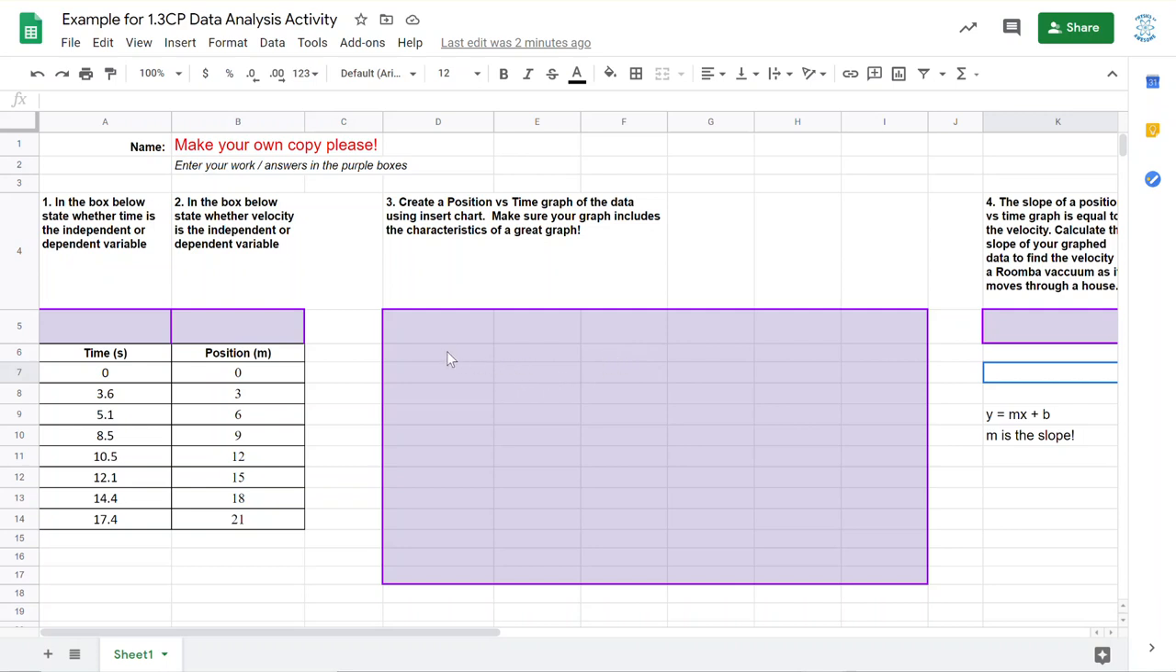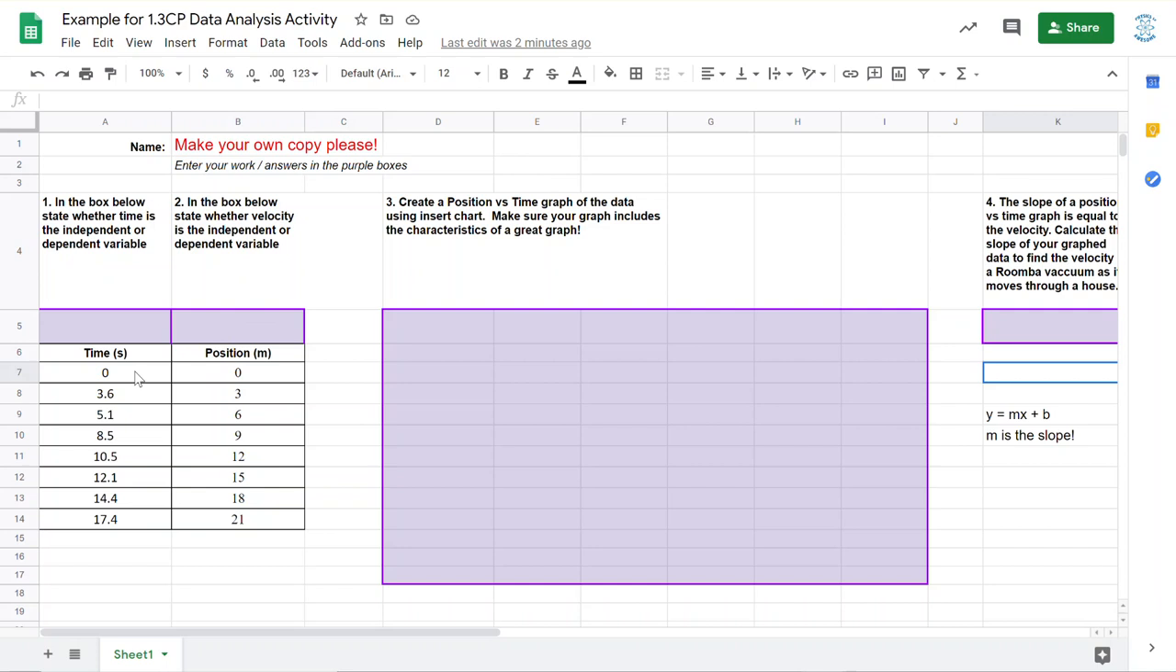In my example, I have a set of time and position data. I want to make a graph of this. I'm going to skip over number 1 and number 2 because that's information that you'll be able to answer from your notes. But this is just a general tutorial on how to make a graph.